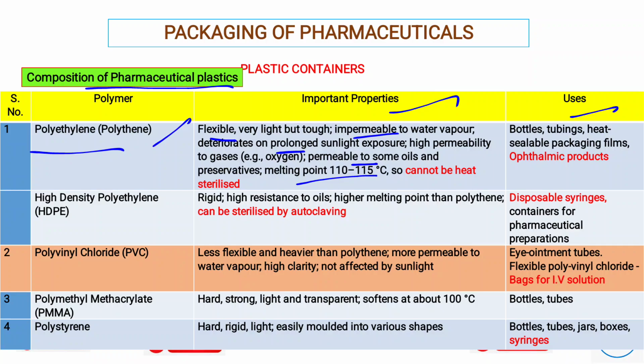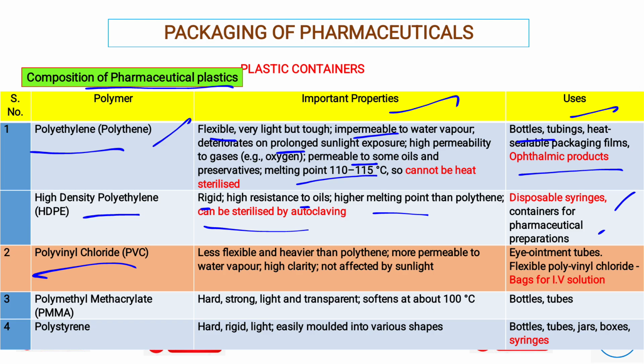So it cannot be heat sterilized. It is mainly used for bottles, tubing, heat sealable packaging, film preparations, and mainly in ophthalmic products. And high density polyethylene is rigid, highly resistant to oils, has a higher melting point than polyethylene, and can be sterilized by autoclaving. So it is used for disposable syringe preparations and containers for pharmaceutical preparations.